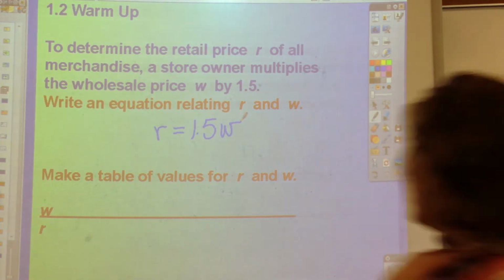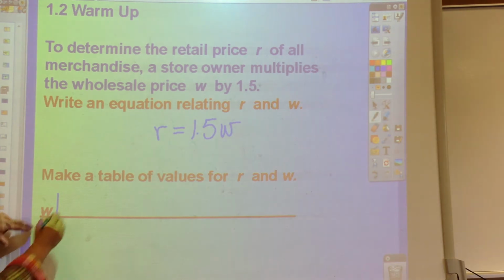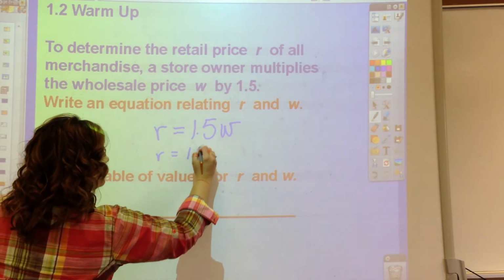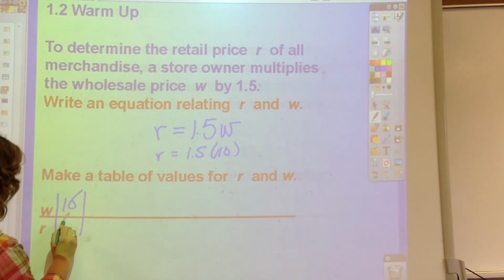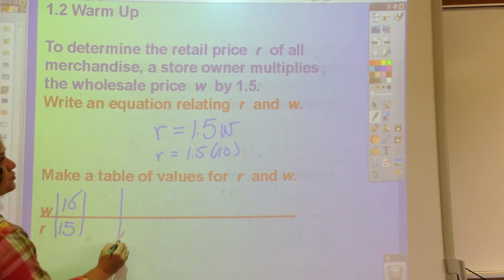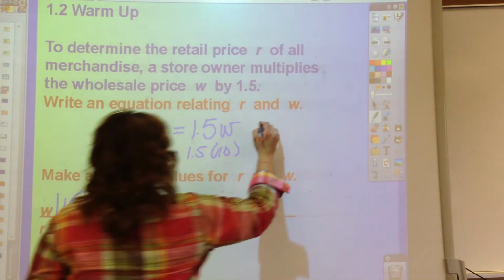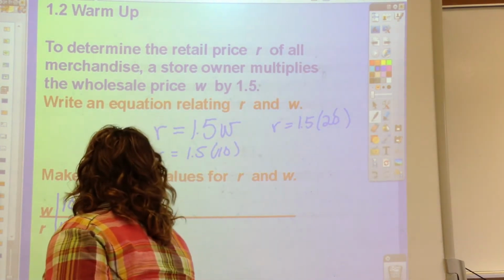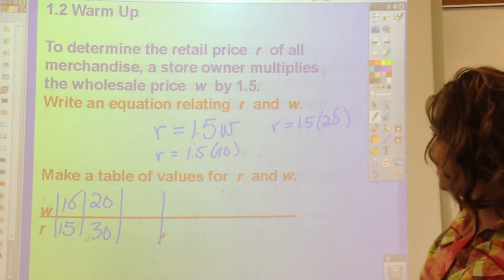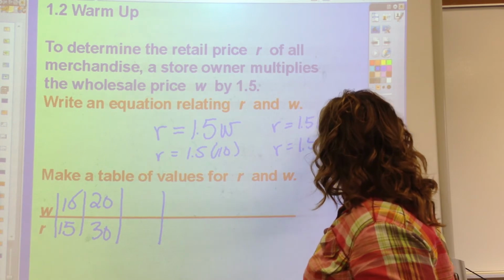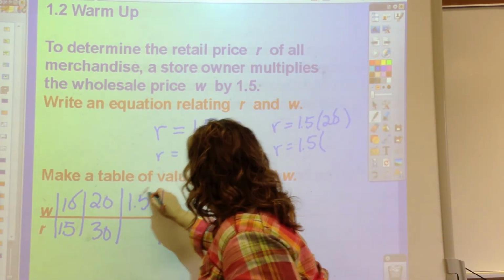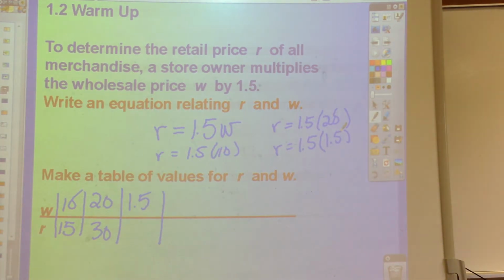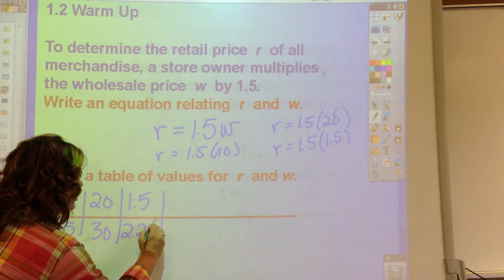Now to make a table of values, first let's plug in 10 for W. When I plug in 10 for W, 10 times 1.5 is 15. And now let's plug in 20. When I plug in 20 for W, I get back 30. Now let's take it up a notch and try a decimal. How about when W is 1.5? Hopefully you would agree with me that 15 times 15 is 225, so I'm going to get 2.25.